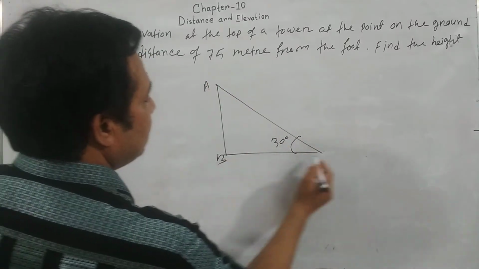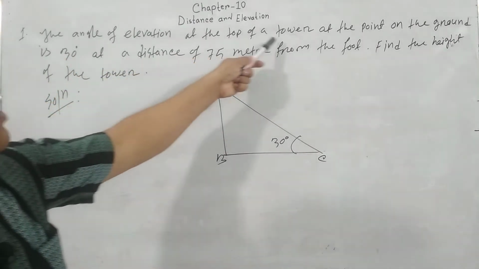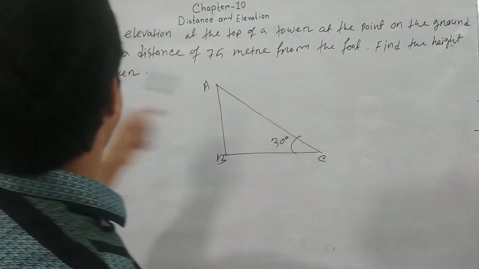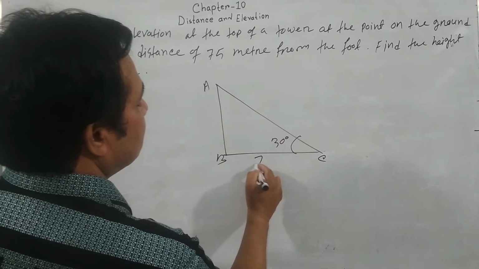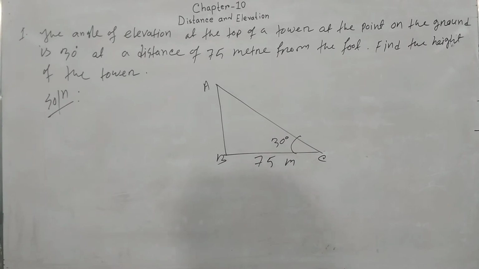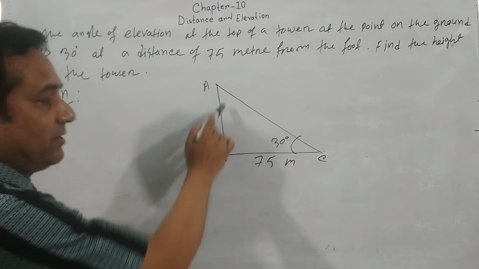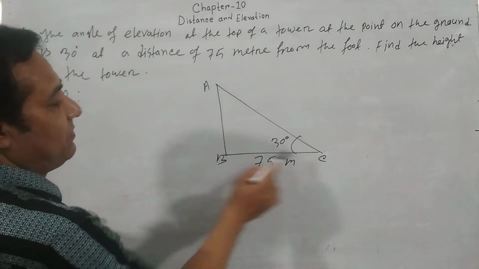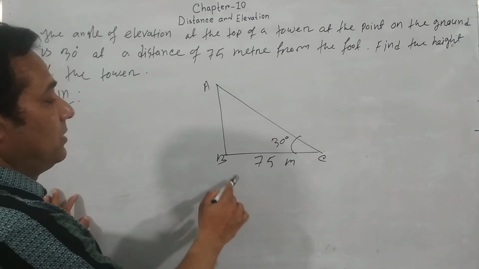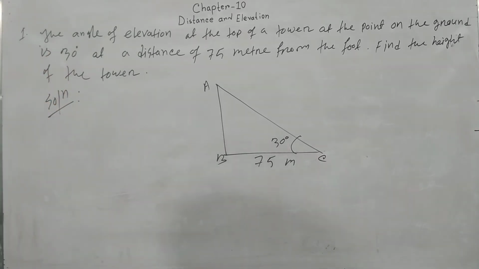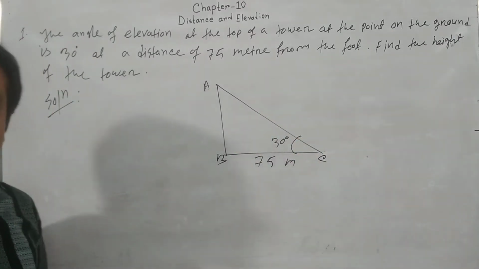Here A, B and C. This is the figure. The angle of elevation of the top of a tower at a point on the ground is 30 degrees, at a distance of 75 meters from the foot. This is 75 meters. Here AB is the tower. This is the top, point A. Here the angle of elevation ACB is 30 degrees and the distance from the foot, BC, is 75 meters. We have to find out the height of the tower.